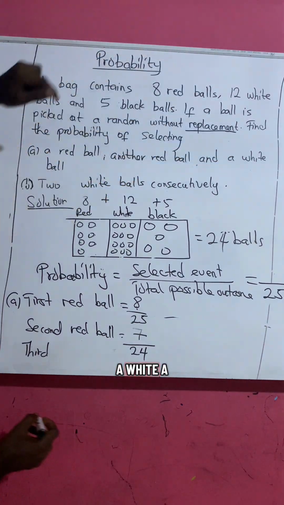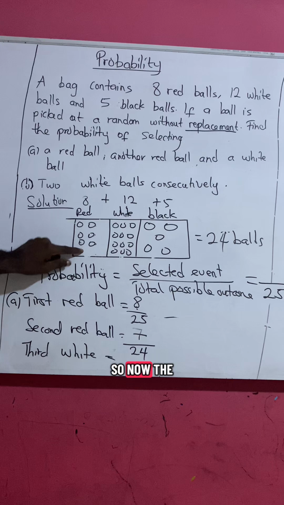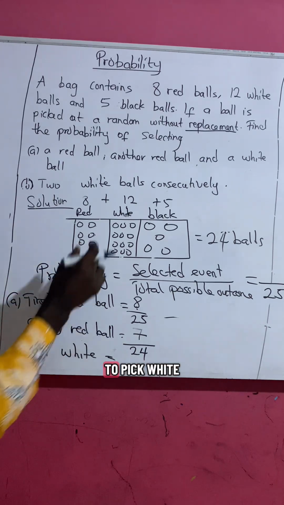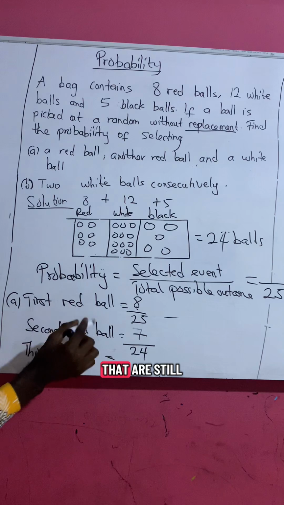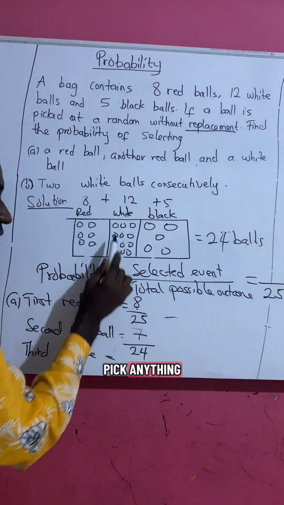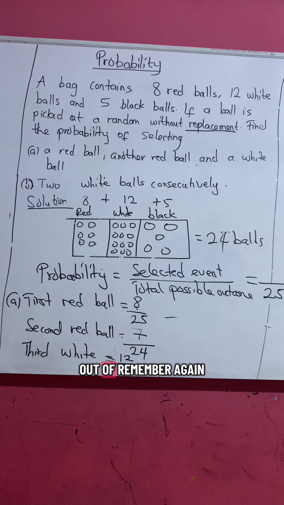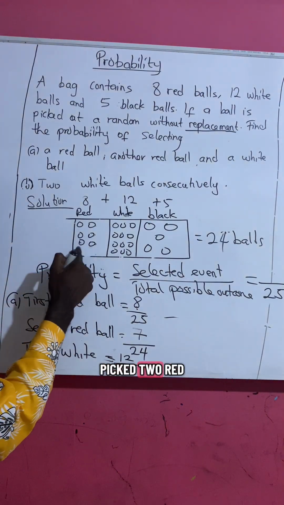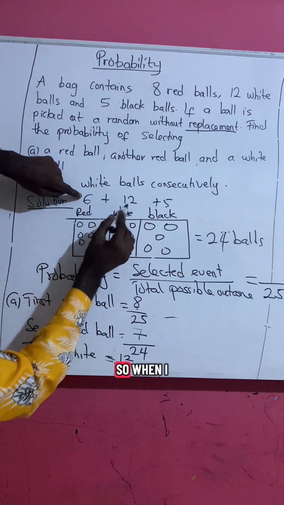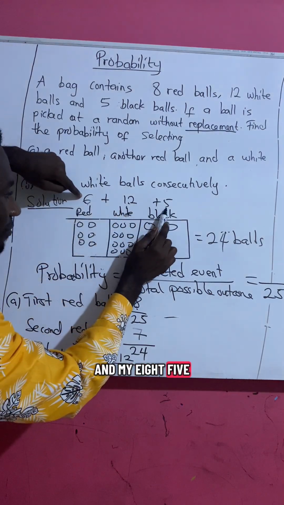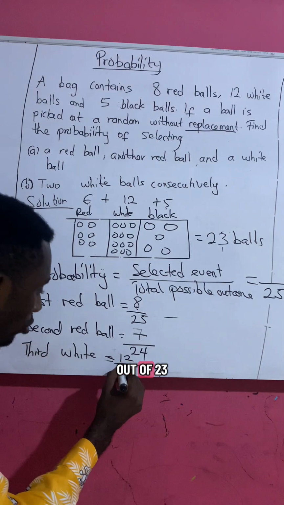Then my third picking says a white ball. Let's come back. I picked the second ball, so the red is gone. Now I'm going to pick white. The white hasn't been picked at all, so I need to know the number of white still inside the bag, which is 12. So my white is going to be 12 over, remember, I have already picked 2 red balls. So the red balls are not going to be 8 again, but 6. When I add my 6, my 12, and my 5, what do I get? 23. So at my third picking, it's 12 out of 23.